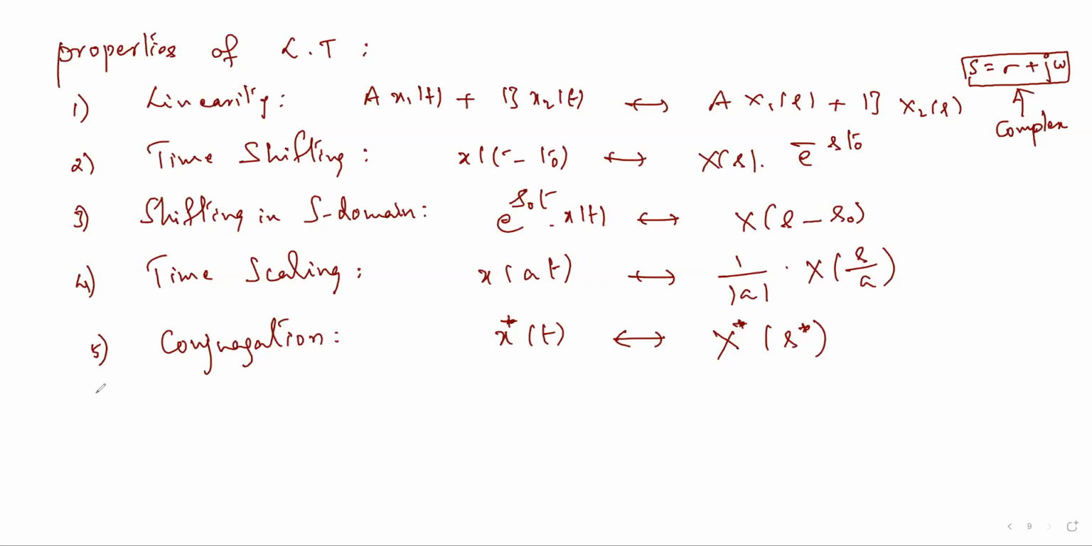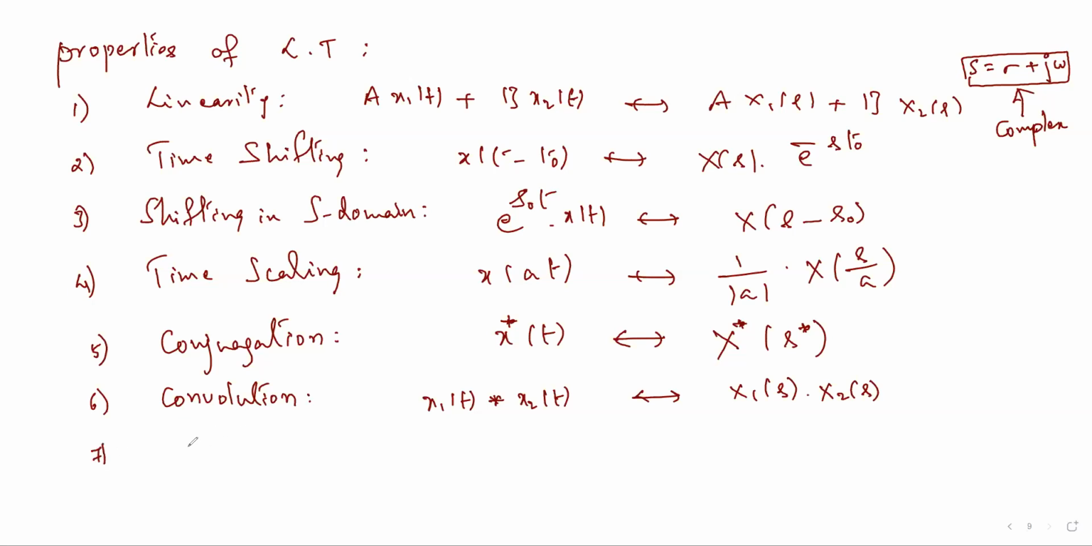Convolution property. Convolution property says that x1 of t convolution in time domain with x2 of t, then the Laplace transform is x1 of s, x2 of s. Just one domain convolution, other domain multiplication.